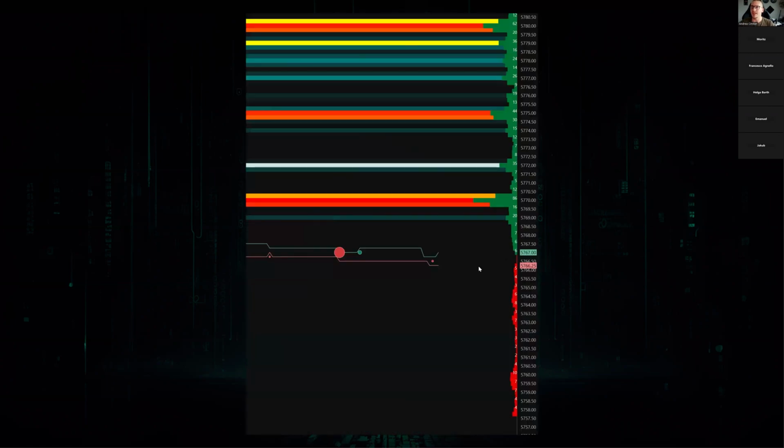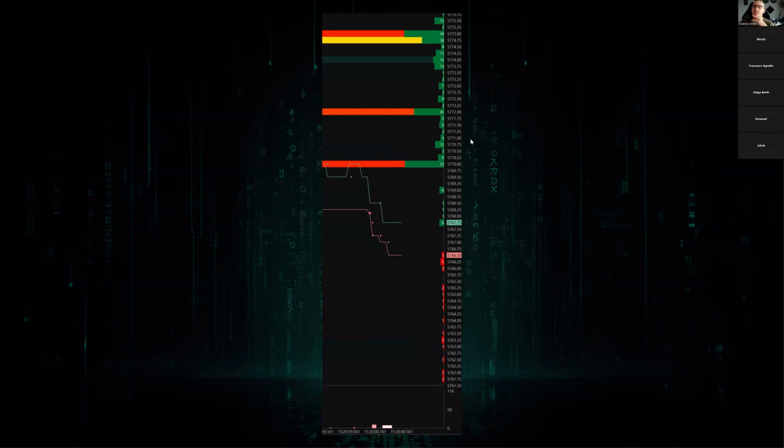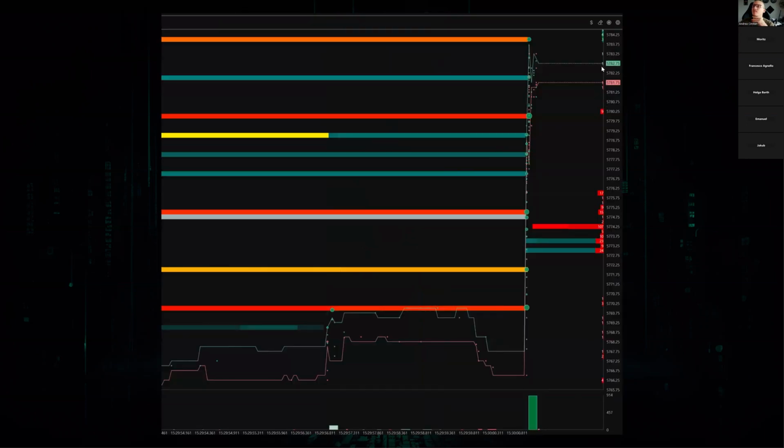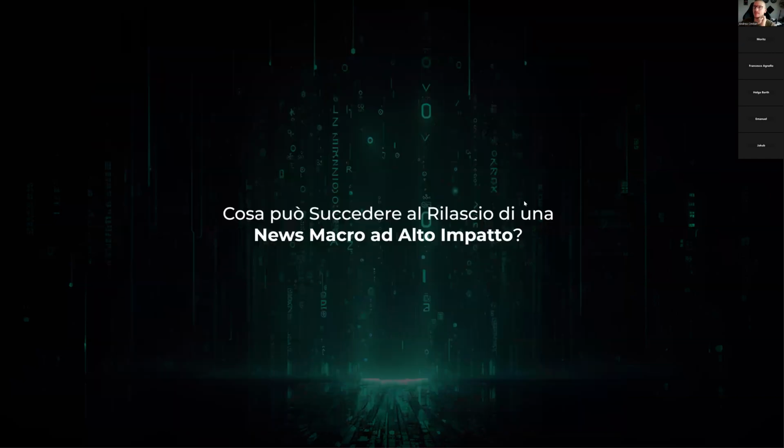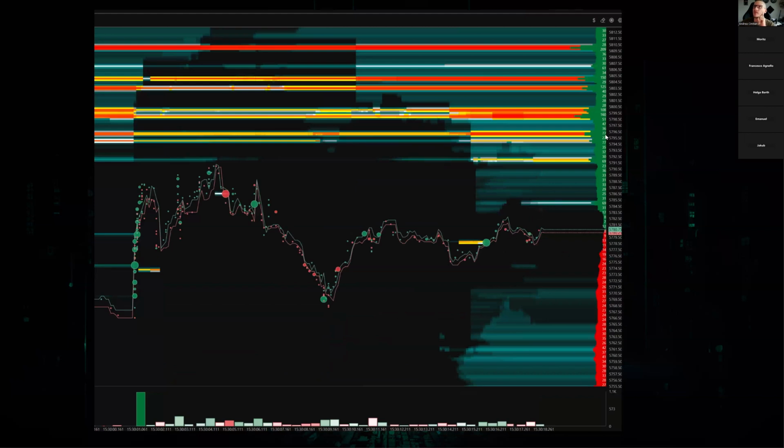This is another example in October's NFPs, same thing. Emptying the book. Look at this. There is literally zero liquidity except some algorithms or some other market participant, which is not a market maker by profession, who are just willing to buy those levels. Okay. And then afterwards, this happens.